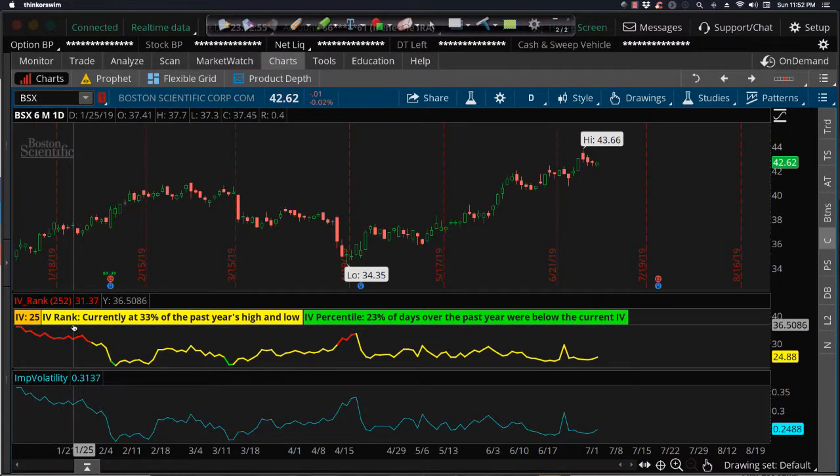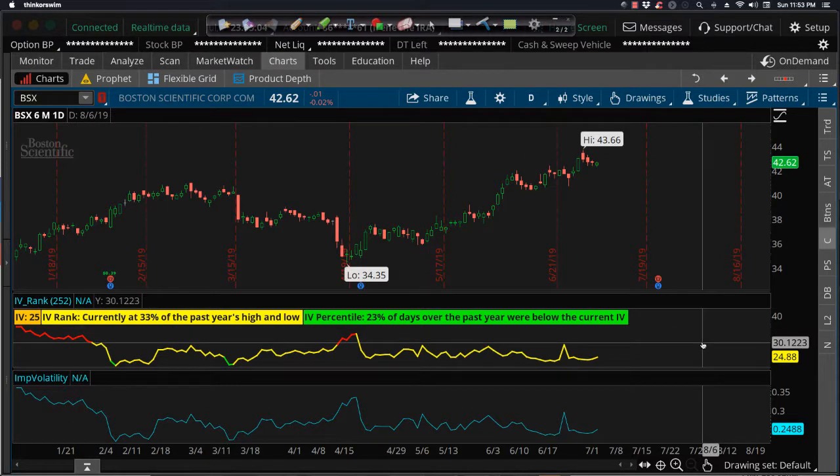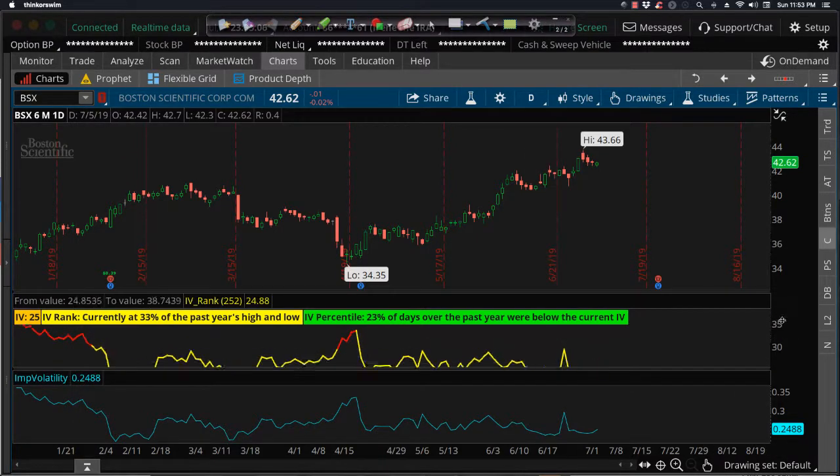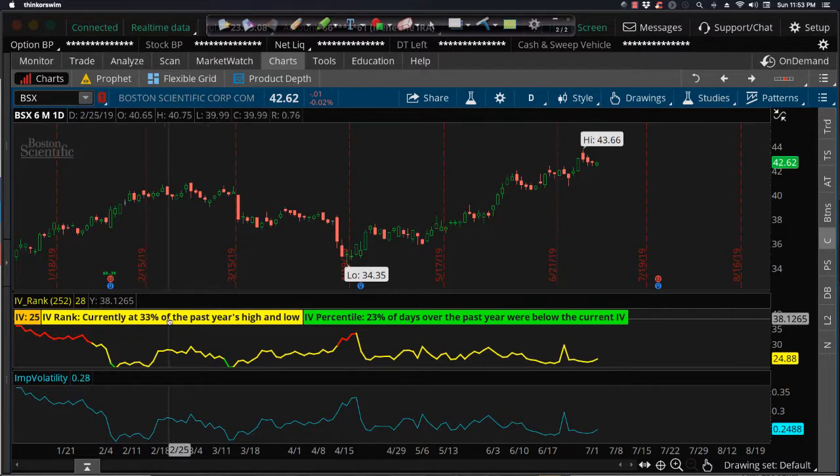Now, this top indicator is a custom, proprietary indicator that we've been using here over at Tackle Trading. It gives us the same implied volatility measurement, but it also tells us whether it's high or low compared to recent history. So I can look at this and see that the IV rank is currently at 33% of the past year's high and low volatility. The IV percentile is 23%, meaning 23% of the days over the past year were below the current IV. So that means that 77% of the days had higher implied volatility.